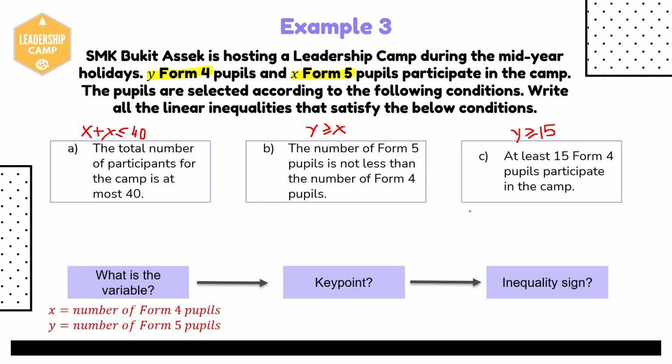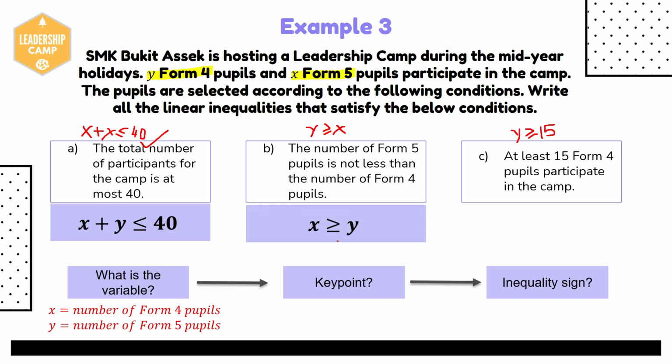Now we will check your answer one by one. I check for the first condition. Shahila said X plus Y lower than or equal to 40. The answer is correct. Now for the second one, Nurul Fasha's answer is Y higher than or equal to X. The answer is X higher than or equal to Y. Okay, let me check is there any mistake.